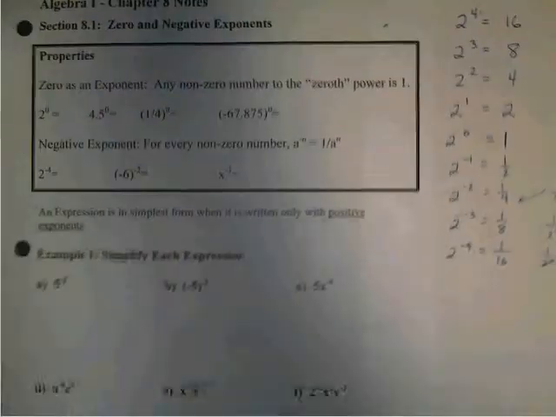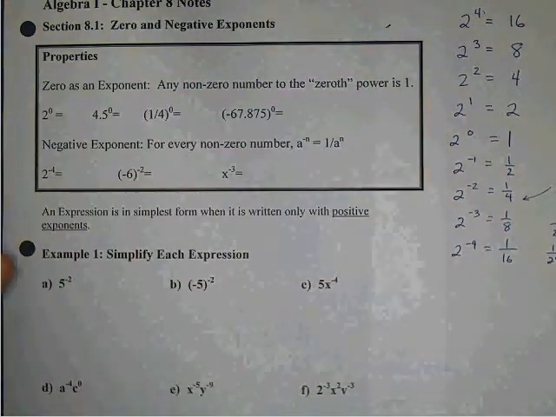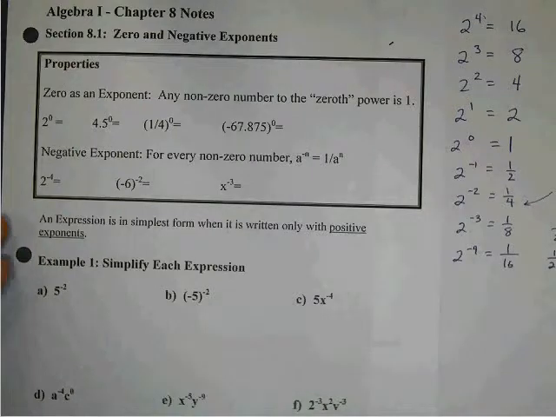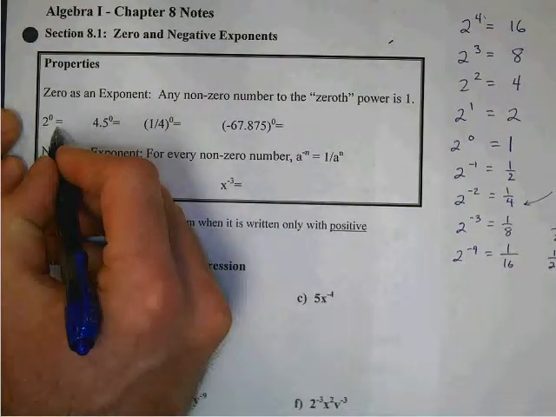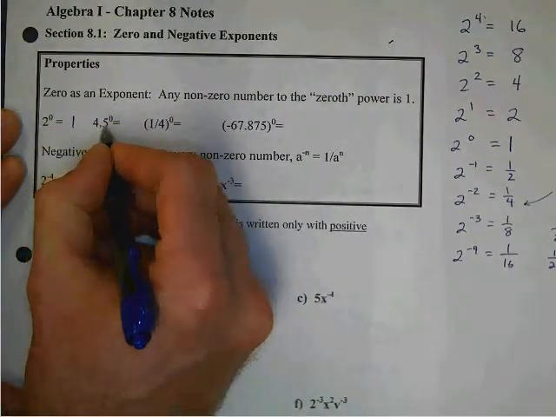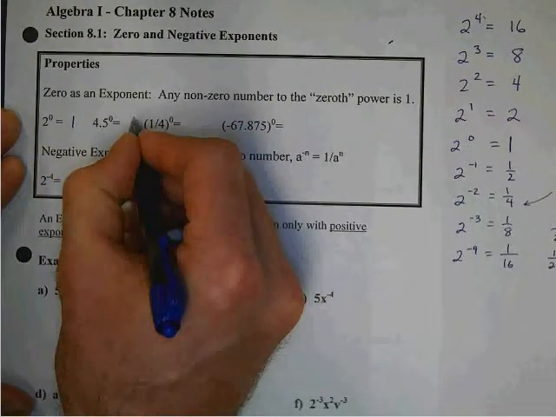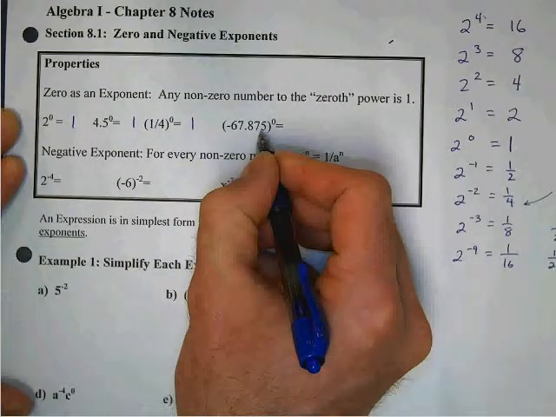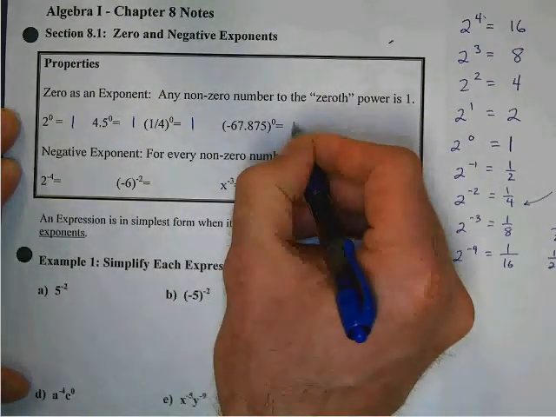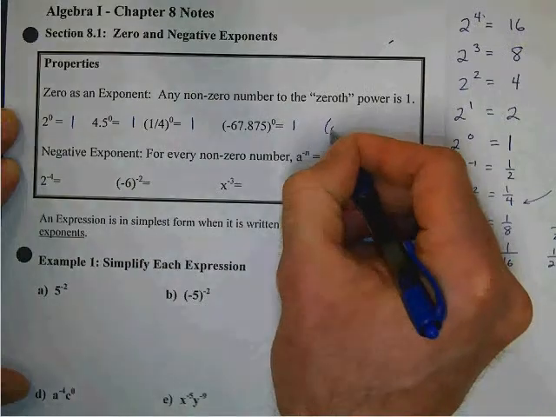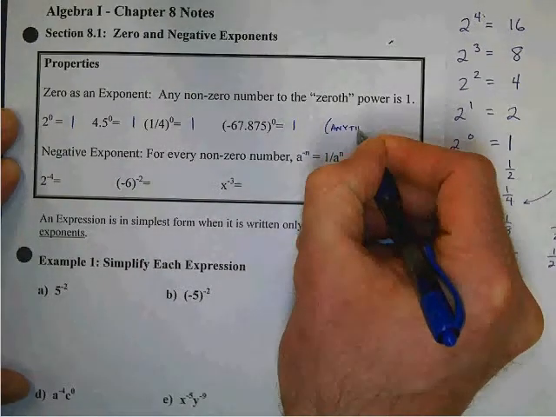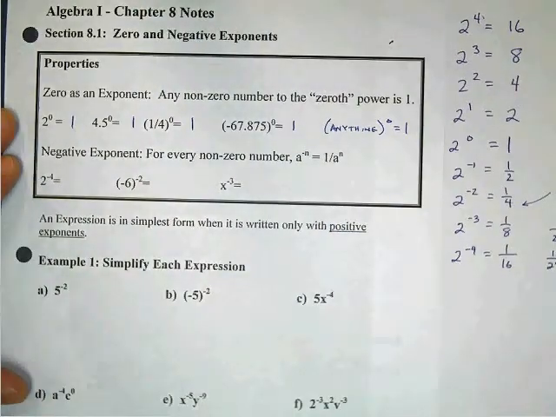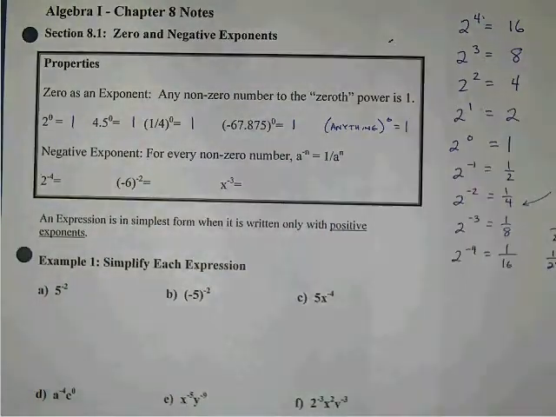All right, so let's take a look at our notes here, basically on what we just learned with this pattern on the right. 2 to the 0 is 1. 4.5 to the 0 is 1. 1/4 to the 0 is 1. Negative 67.875 to the 0 is 1. For that matter, any number to the 0 is 1. Anything, it doesn't matter.